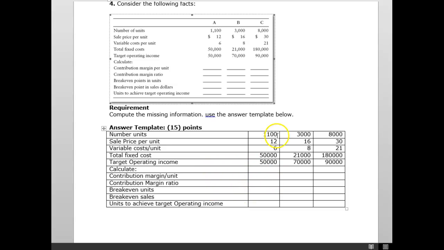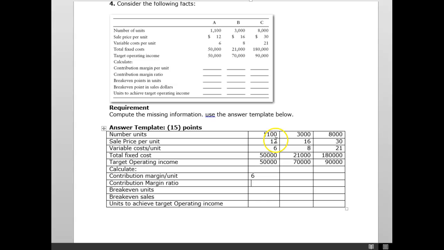So let's do the first one so you can understand. What's my contribution margin per unit? Well, there's my sales, there's my variable, so the CM is 6. What's the margin ratio?